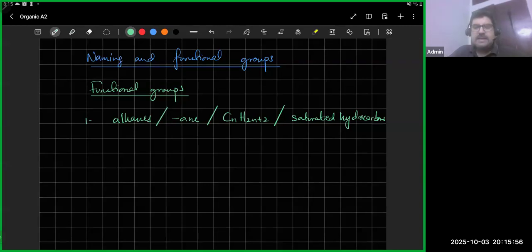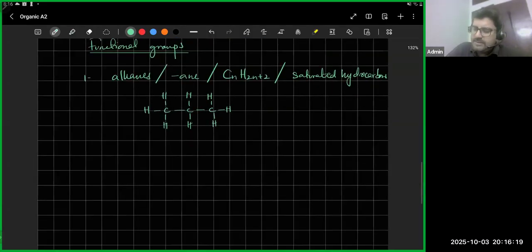Okay, so the suffix is ane. They'll end with ane. So that's the first one. And I'm just going to draw a random alkane. And I'm drawing the fully displayed formula. So remember, the general formulas, mostly they don't work, especially for complicated molecules.